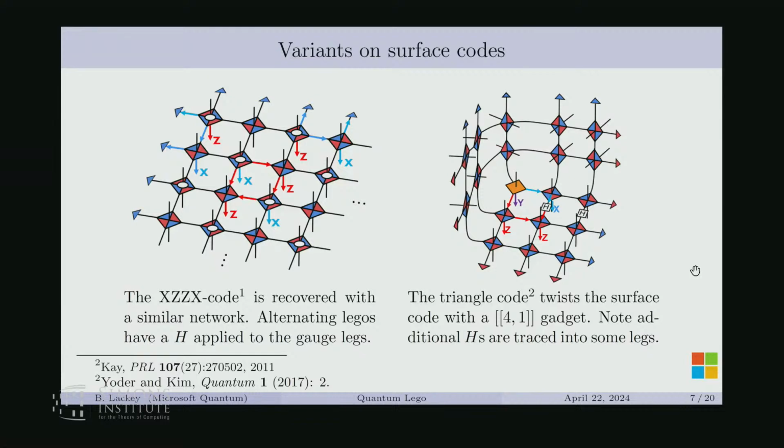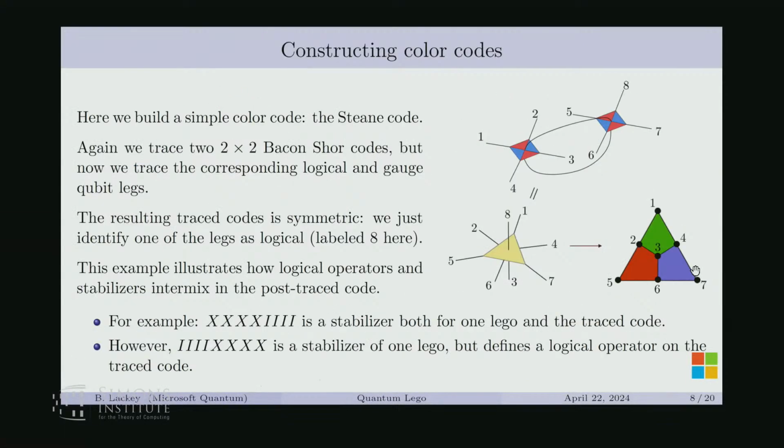An interesting feature here is that we need to add an additional piece. Instead of just tracing these legs together usually, we have to put a little Hadamard in there and trace that as part of the process, and that's going to switch, pushing across that leg, the X's to Z's and vice versa. And that's going to be necessary to recover the proper stabilizers and logical operators for this type of code. Okay, nothing special about those type of codes.